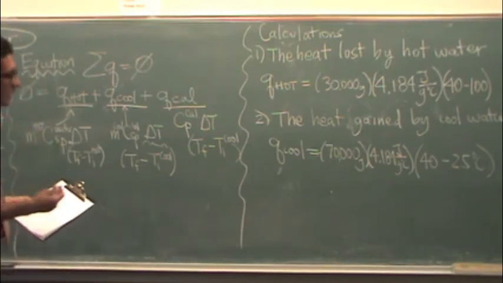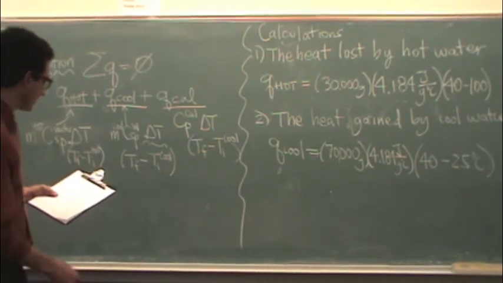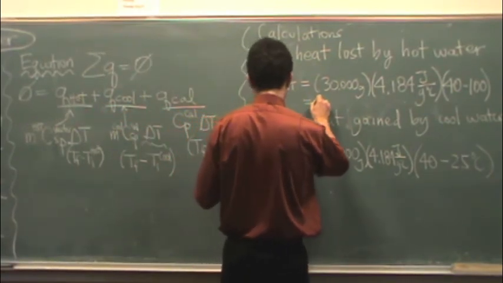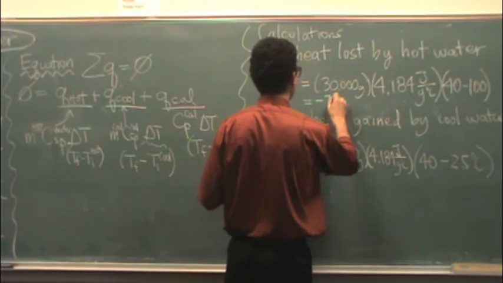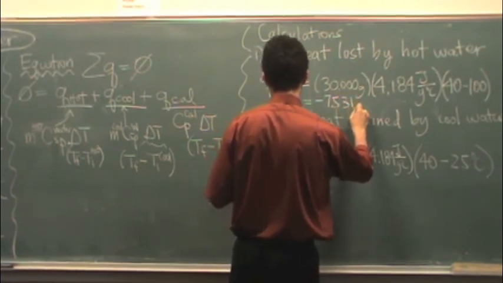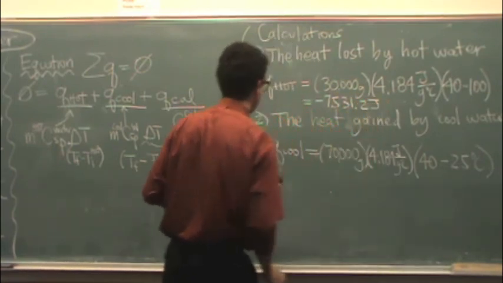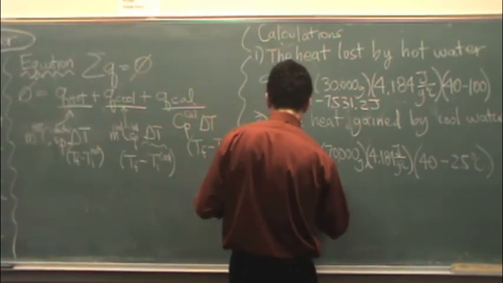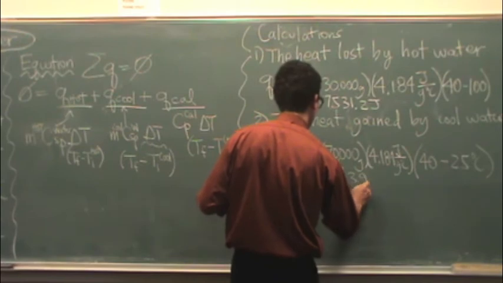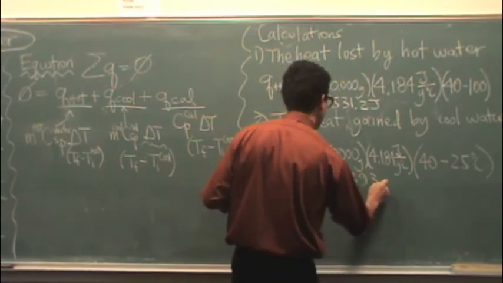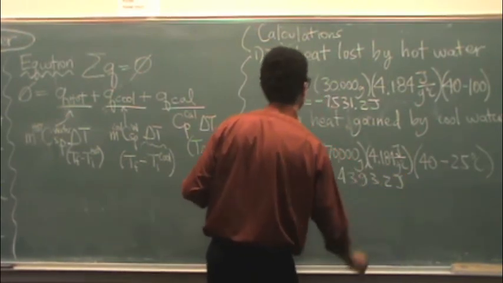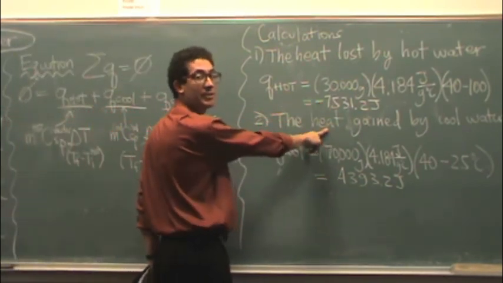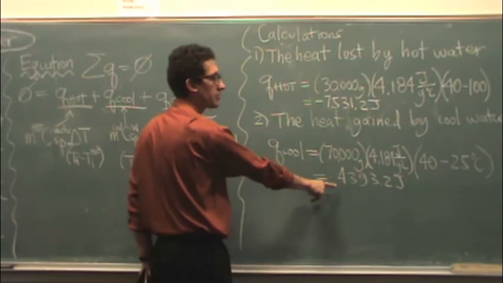So let me write the answers in this example so you can see if you got the same calculation. The first one, Q hot, in our case is negative 7531.2 joules. If you calculate Q cool, you should get positive 4393.2. So you can see that Q loss should be a negative number, and Q gained or heat gained should be a positive number.